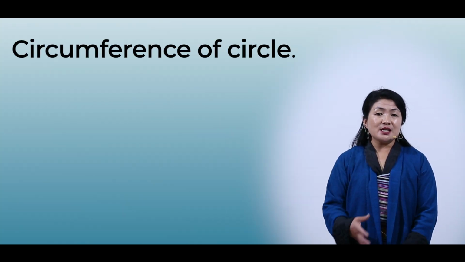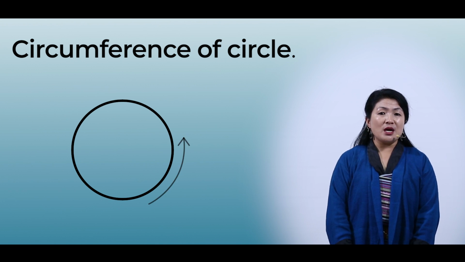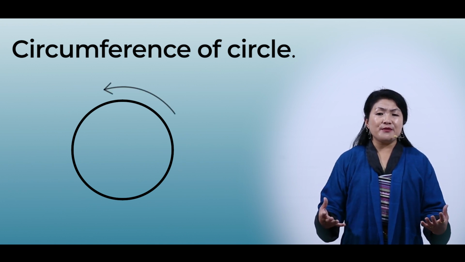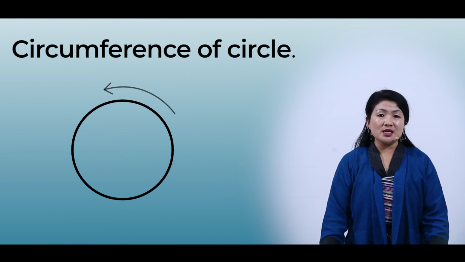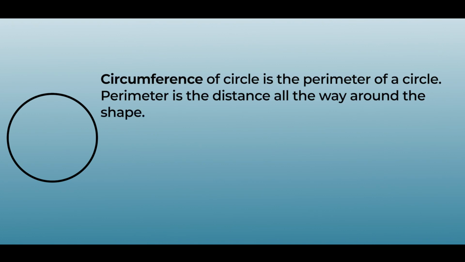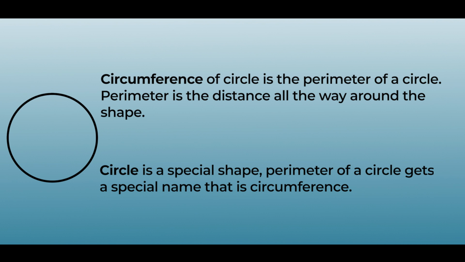So, when I say circumference of a circle, you may be wondering, oh, what is that circumference of a circle, right? So, let's move forward by looking at what circumference of a circle is. Now, we have a circle here. Let's define what circumference of a circle is. Circumference of a circle is also called the perimeter of a circle. So, it is none other than the perimeter. As a circle is a special shape in our geometry, the perimeter of a circle gets a special name, that is circumference.